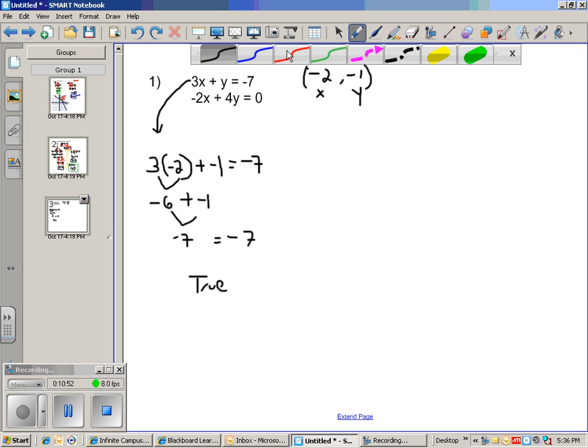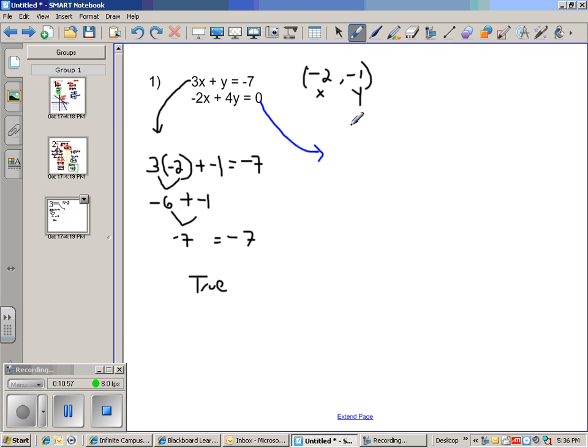Now, we have to check the other equation. So we'll take this other equation, and we're going to still use the same x and y and plug that in. So now we have negative 2x. Well, x is negative 2. So we're going to substitute that in. Plus 4y. y is negative 1. And if we simplify that, it should equal 0.